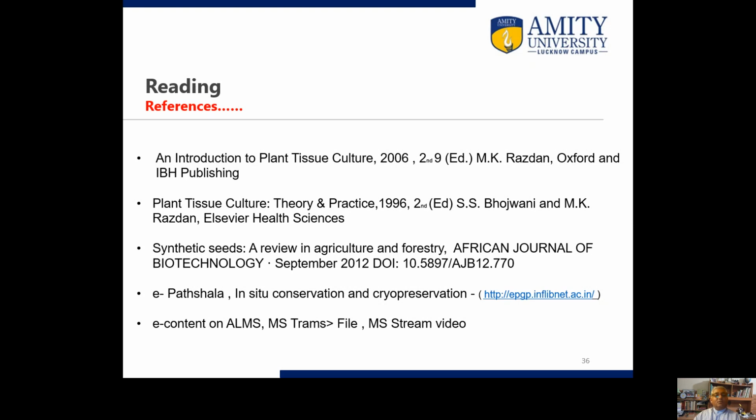With this, I think you are now able to synthesize your knowledge to solve some of the issues which are related to mass multiplication of genetically similar plantlets by using the synthetic seed technology.